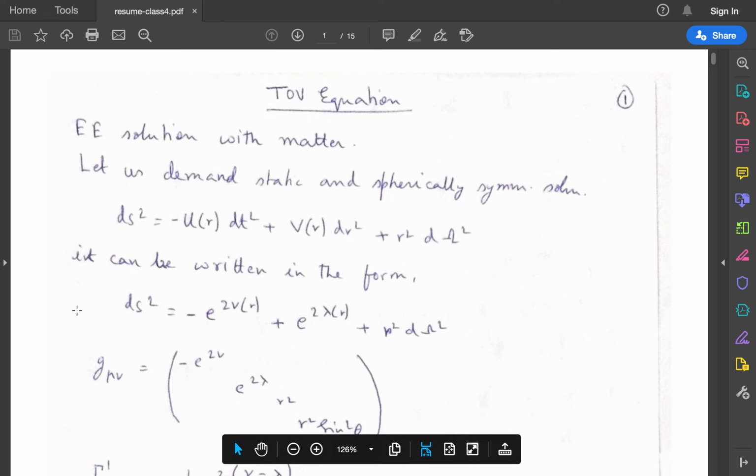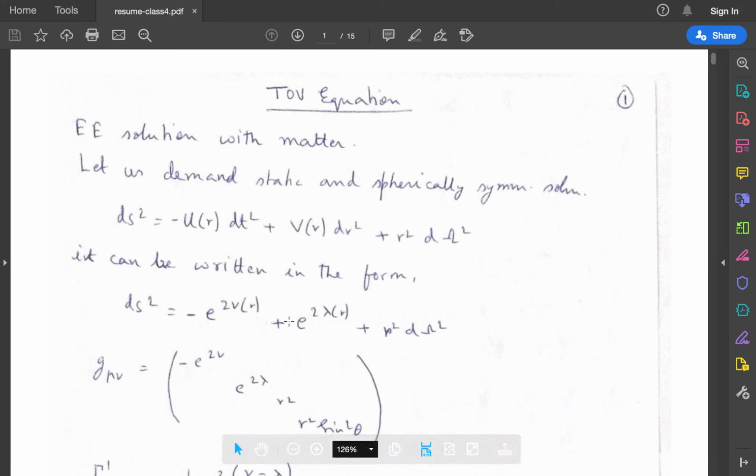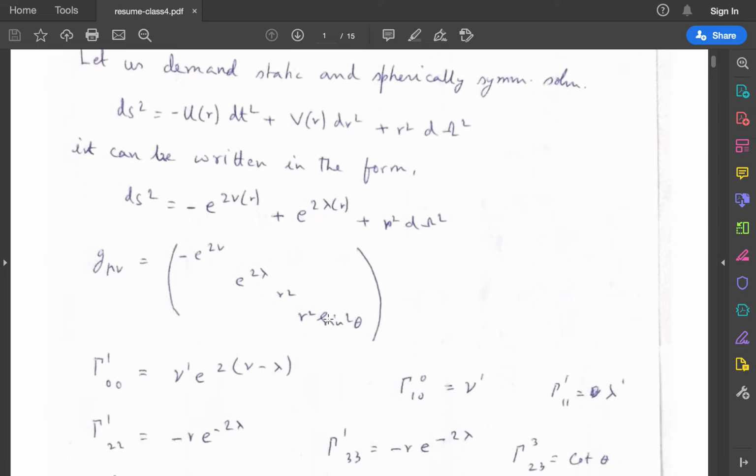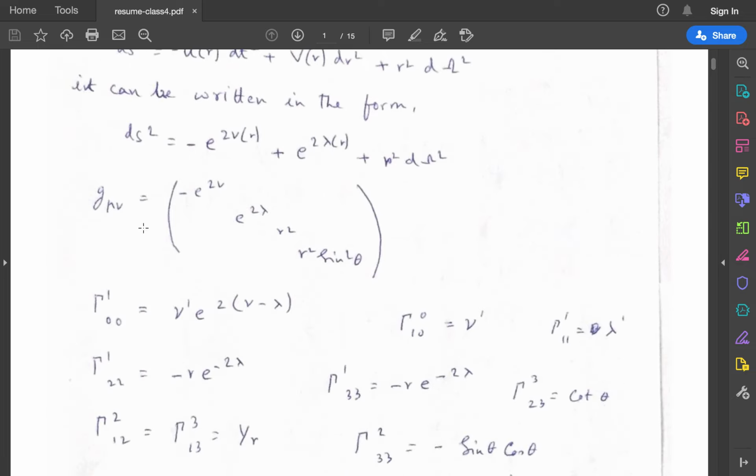So now once we have written this line element, and these are the temporal and the spatial coefficients, I can write down my metric, and it is of this form. The inverse metric is also very easy to write. As this is a diagonal metric, all elements are the inverse of these elements.